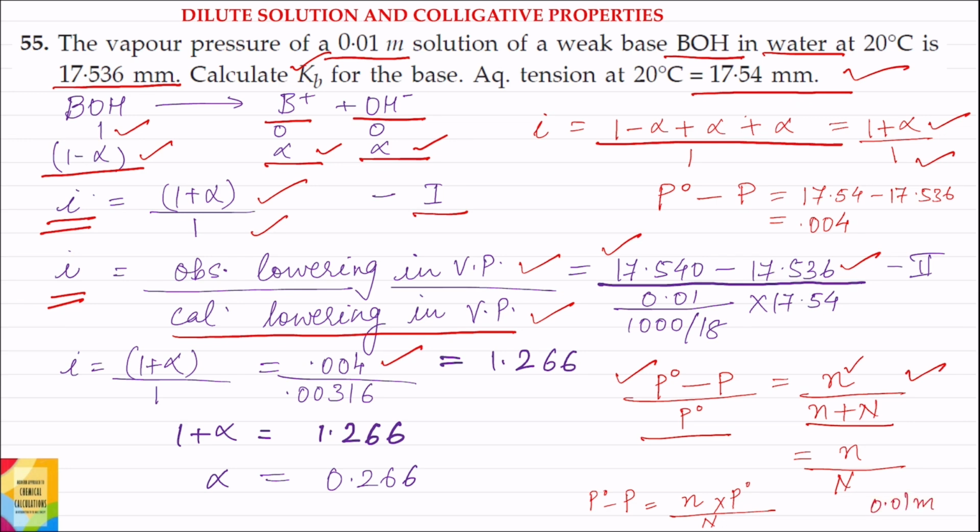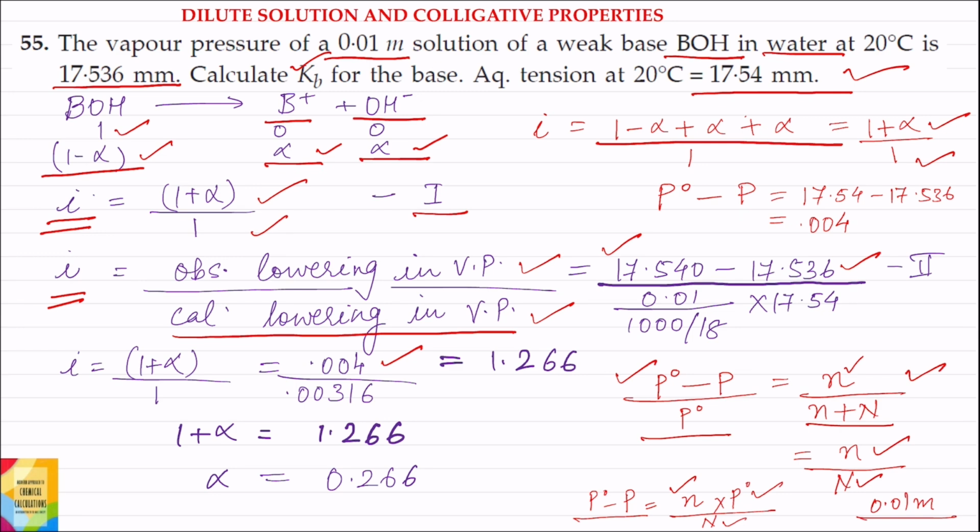0.01 m means 0.01 moles of solute is present in 1 kg of solvent. Since the number of moles of solute is very less, we can neglect the moles of solute in the denominator. So (P naught minus P) divided by P naught becomes equal to moles of solute divided by moles of solvent. From this, P naught minus P, that is calculated lowering in vapor pressure, is equal to moles of solute divided by moles of solvent into vapor pressure of pure solvent.